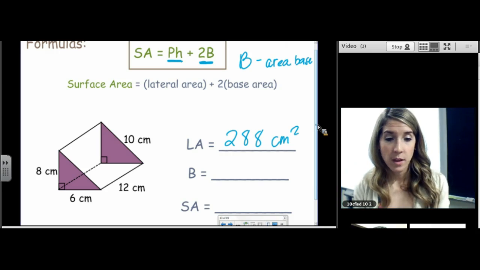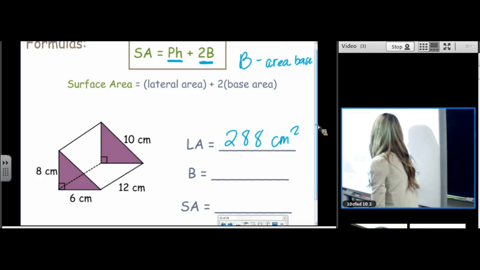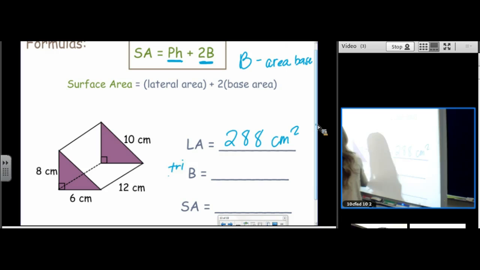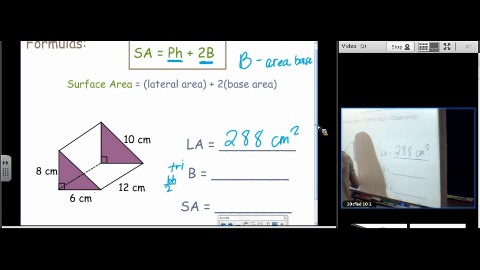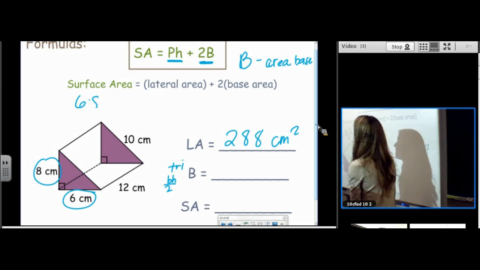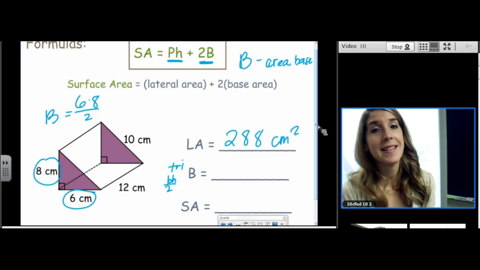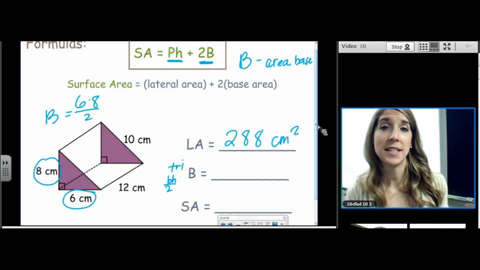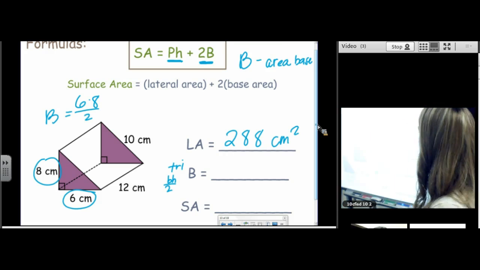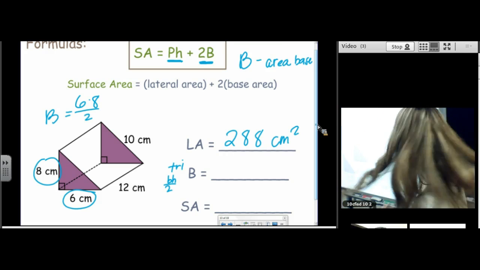Capital B. So, the base is a triangle. How do you find the area of a triangle? You need to do base times height divided by 2. Base times height divided by 2. This is what capital B equals. So you have to find the area of the base. If that's a triangle, that's going to look different than if it's a pentagon. So be careful. So what's the area of the base? Good, 24.